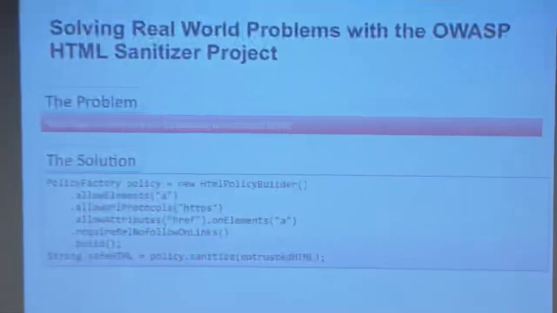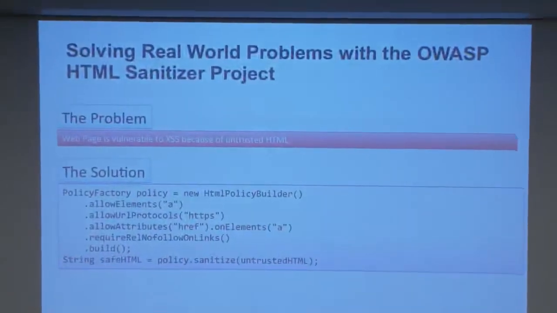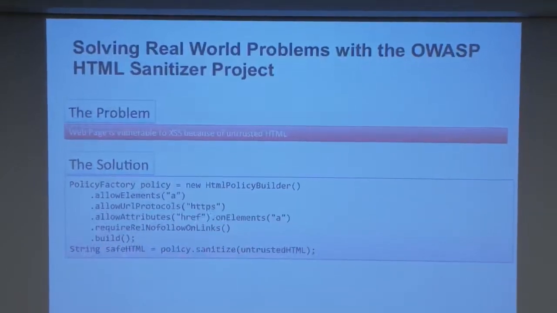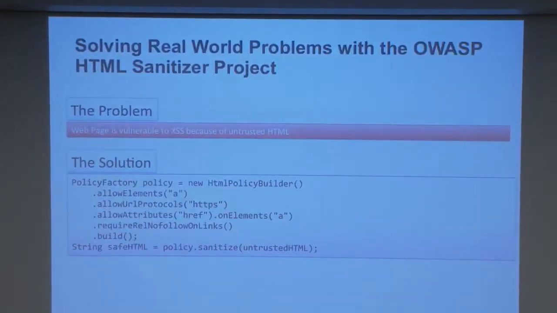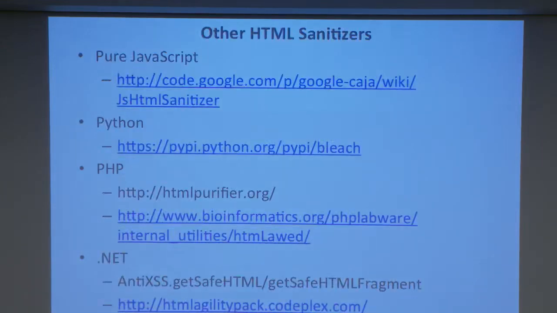They can build a basic policy here. Here they're saying, give me a new policy, allow A links, HTTPS only, allow href and A elements, no relative links, build. I can send in any untrusted HTML, and what comes out will abide by that policy and be safe to render to other users. This is a specialized validation technique.